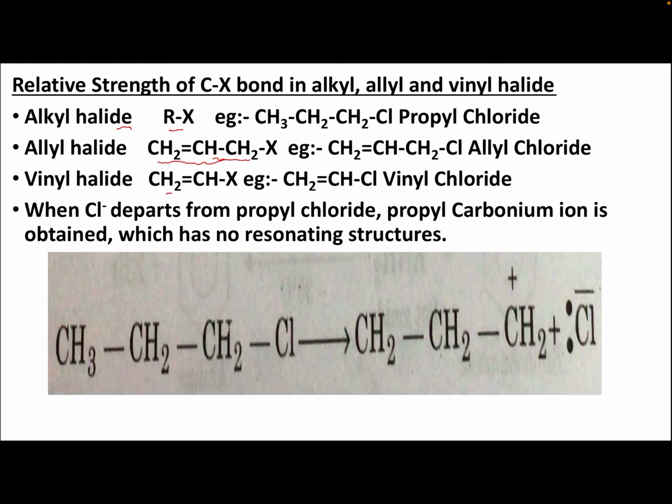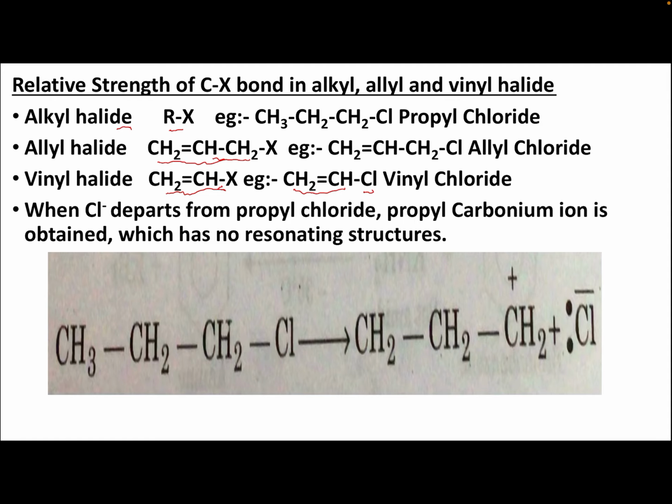Next, vinyl halide, CH2=CH-X. So X is general. This much, up to CH, is known as the vinyl group, and X is the halide. The example is CH2=CH-Cl. This much is the vinyl group. If chlorine is attached, vinyl chloride. If bromine is attached, vinyl bromide, and vinyl iodide.